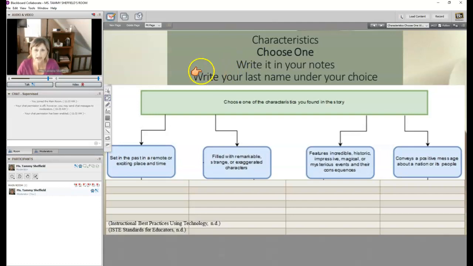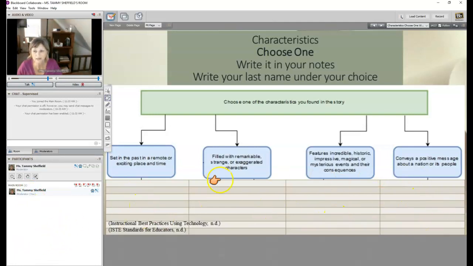Then they have to write their name under their choice on the whiteboard. So again, they're going to grab whiteboard tools. Some of them will use the pen and they'll actually write their names. Other students will use the typing tool and type their names. And then still some others, even though I encourage them not to, will drag and place their name from the list of participants over here on the left-hand side.